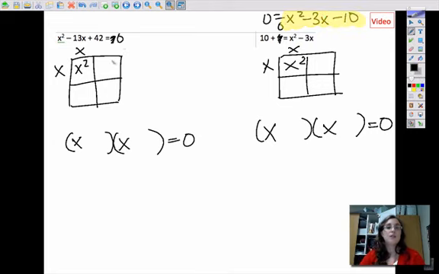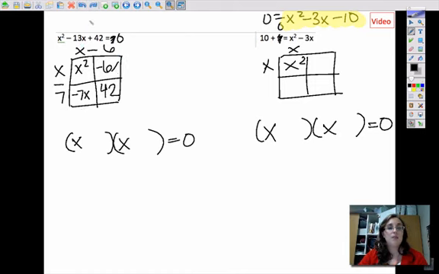Okay, so this case I've got x squared minus 13x plus 42. I know I've got a positive 42 here, but I've got a negative 13. So that means that in this case, I'm going to have 2 negative signs, because 2 negatives will multiply to be a positive 42, but will add to be a negative 13. Minus 6 and minus 7 will give me negative 7x and negative 6x, which added together give me my negative 13x.